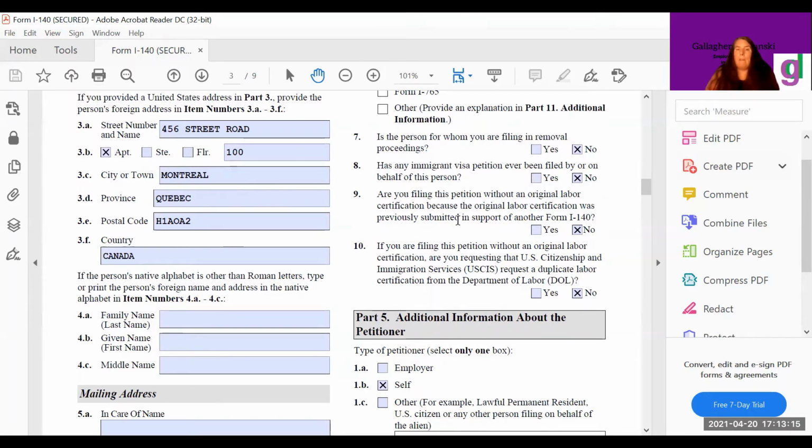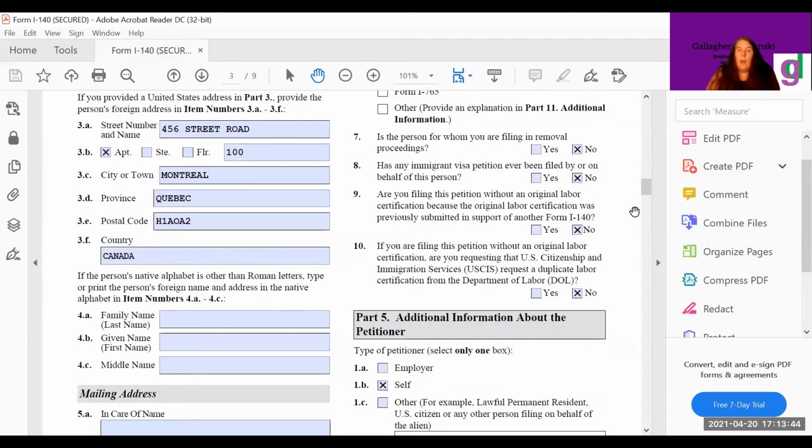Okay, am I filing without a labor certification because it was already submitted? Another one where people get confused. The NIW does not require a labor certification. So I'm clicking no here. It's not that I'm filing it without the labor certification because it was already submitted. I'm filing without labor certification because it's not required. So that's no.